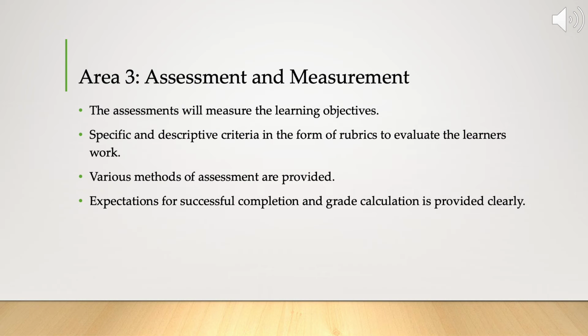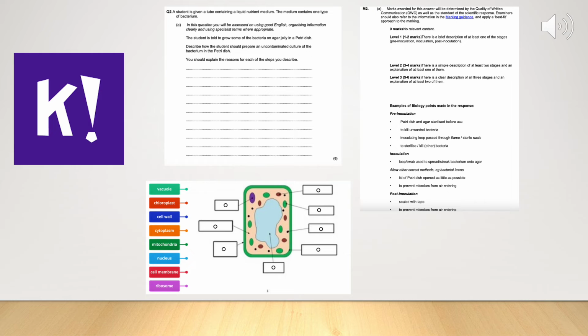Next is Area 3, Assessment and Measurements. Here the assessments will measure the learning objectives, and specific and descriptive criteria in the form of rubrics to evaluate learners' work will be provided. Various methods of assessment are provided, and expectations for successful completion and grade calculation are provided clearly. Here are some examples of the assessment, which will include both summative and formative.